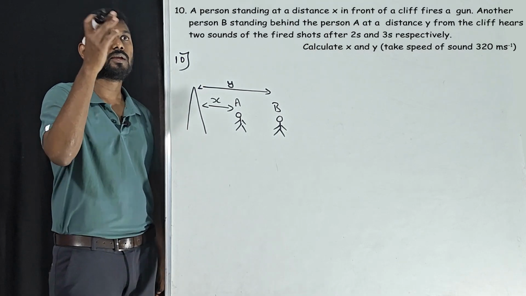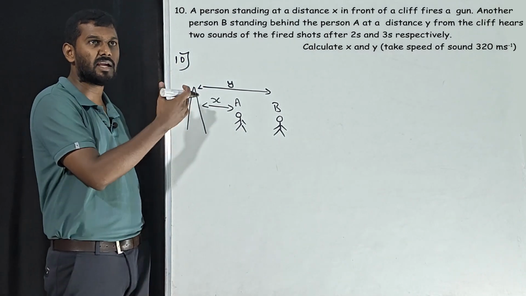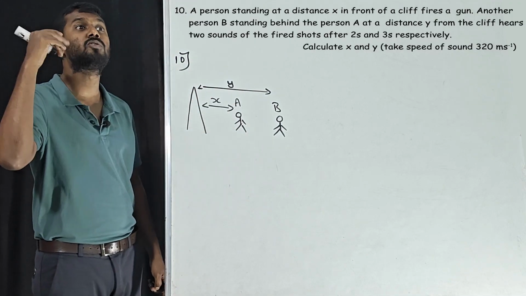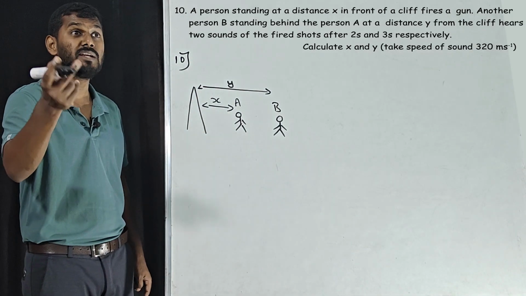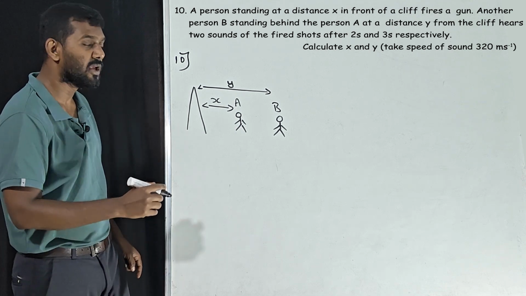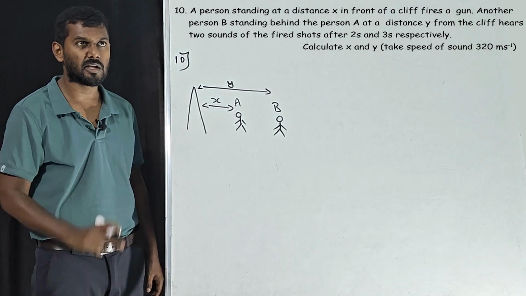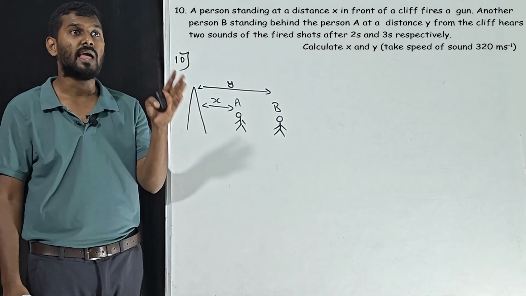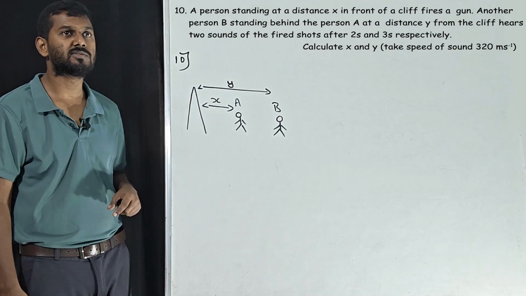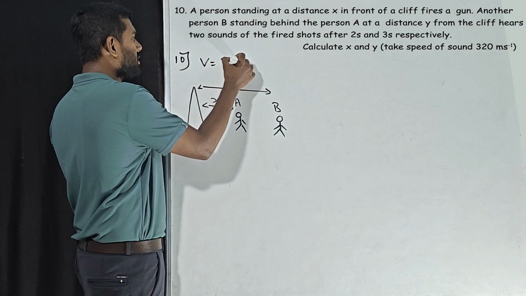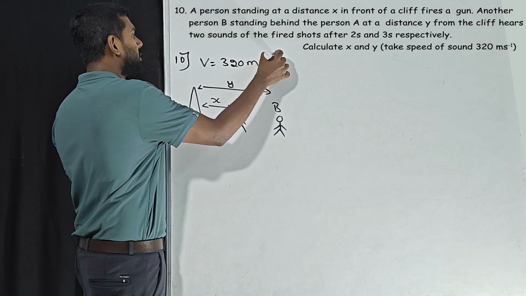Now he is standing at a distance y from the cliff. He hears two sounds, after 2 seconds and 3 seconds respectively. Calculate x and y. Take the speed of sound as 320 meters per second. So here the speed is 320 meters per second.